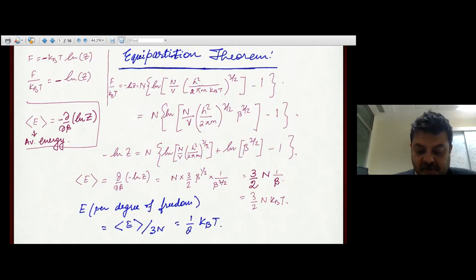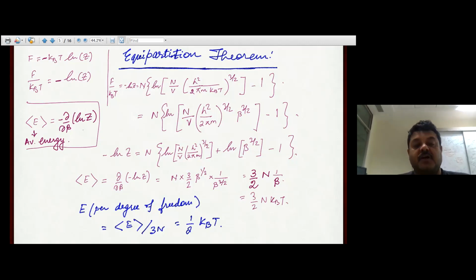Moreover, we will take this ahead and calculate the equipartition theorem. So what was the equipartition theorem? The equipartition theorem, which you might have seen from the kinetic theory of gases, was that each degree of freedom, the kinetic energy of each degree of freedom was associated with half kBT.